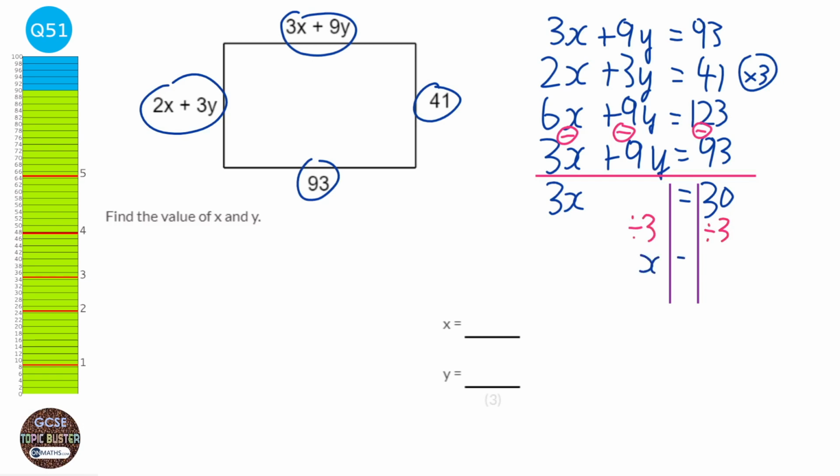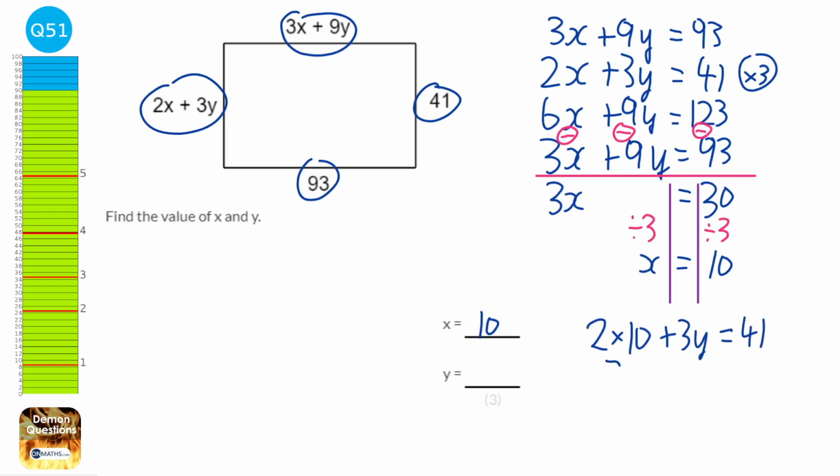So we've got x equals 10. So we know what x is, but we need to find out what y is. So what I'm going to do is pick one of the equations. I can pick the 2x plus 3y equals 41, and just substitute the value of x in. So 2 times, instead of x, it's times 10, plus 3y equals 41. So it would be 20 plus 3y equals 41.